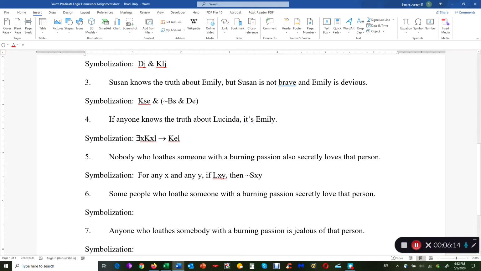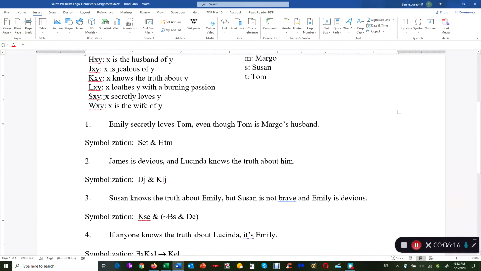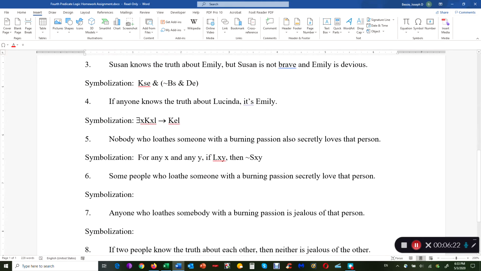Right? Because if you go back to the interpretation, LXY means x loathes y with a burning passion. SXY means x secretly loves y. So for any x and any y, if LXY, then not SXY. This business here, we'll just put in parentheses, change the then to an arrow, just like we would in statement logic.